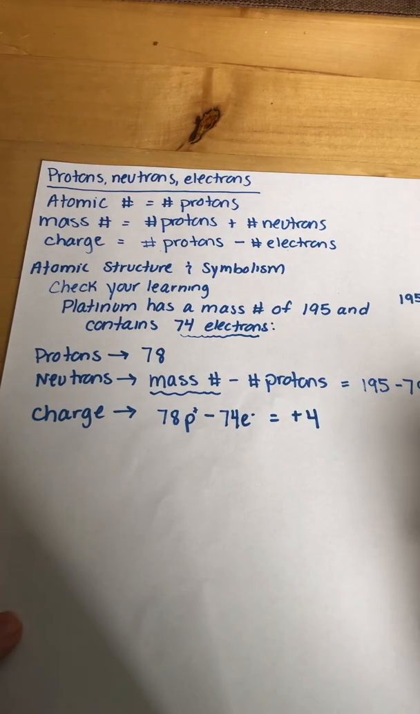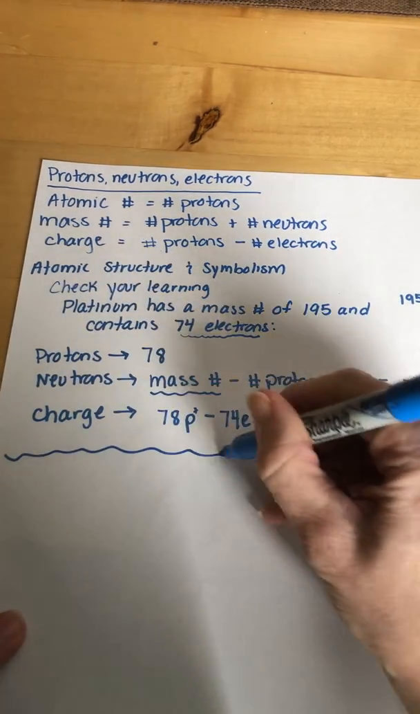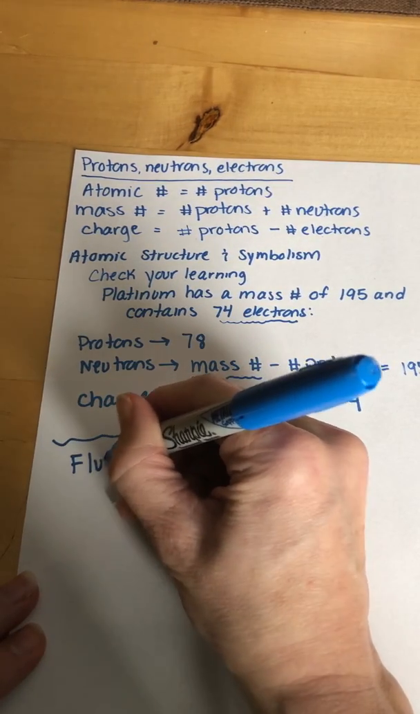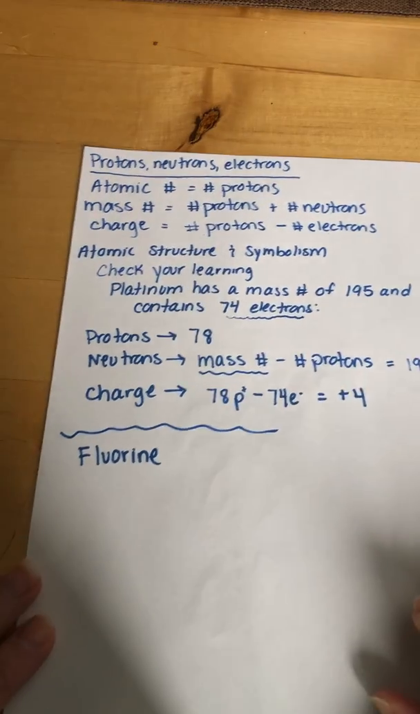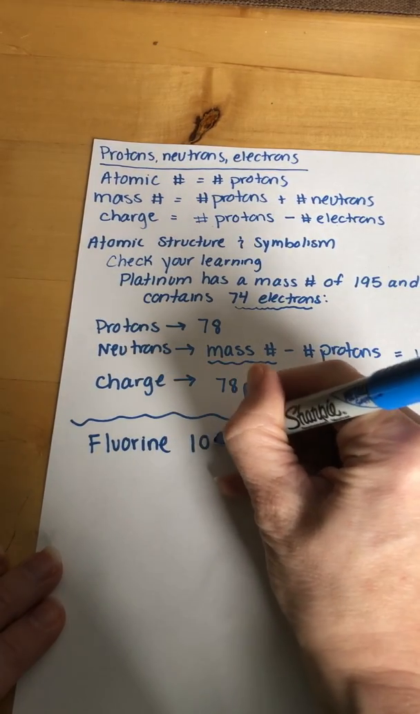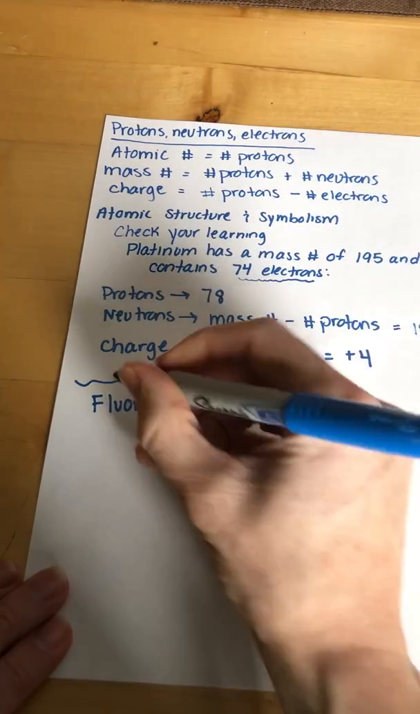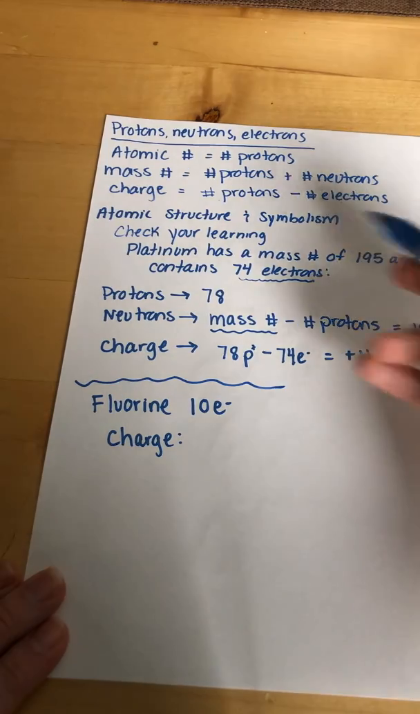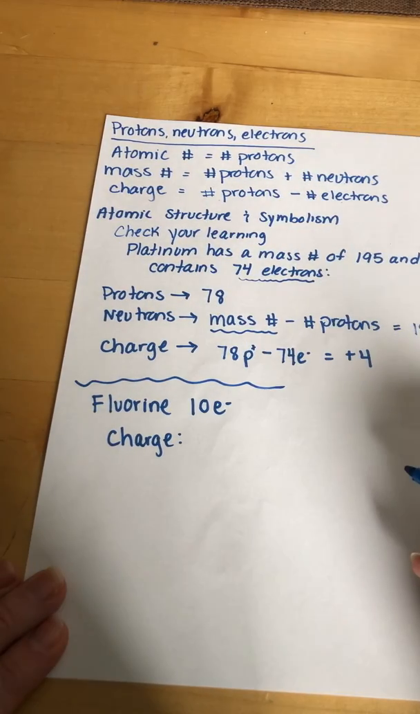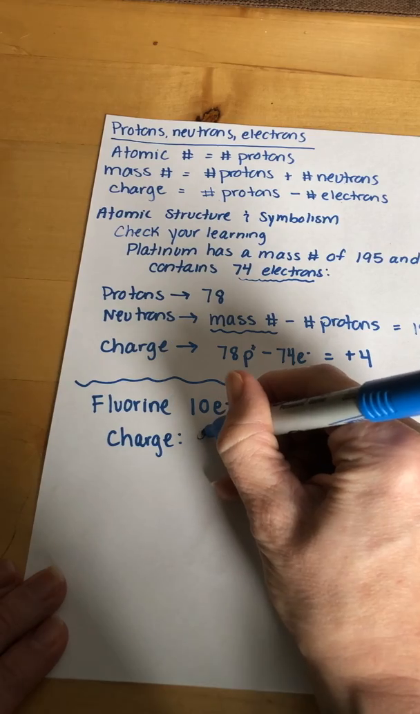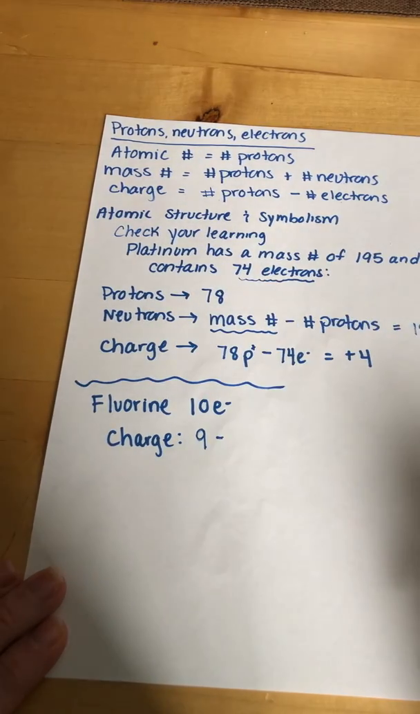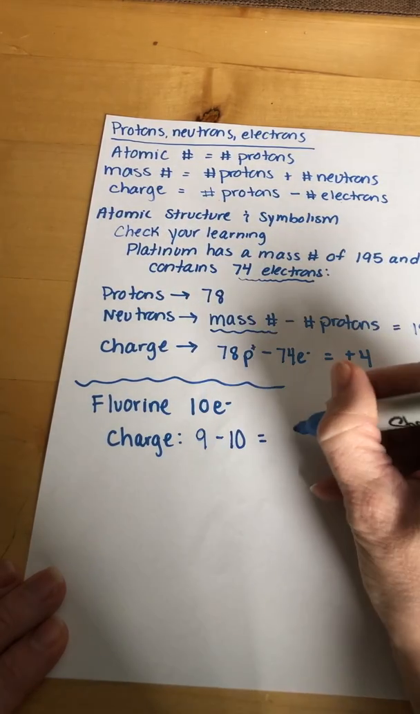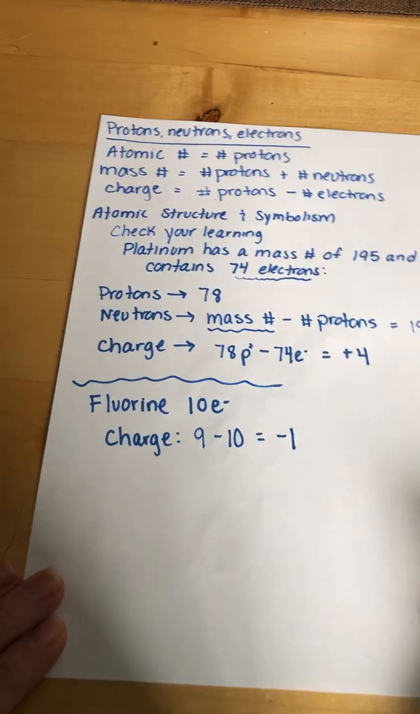If you had, for example, fluorine, and we were told that for fluorine we had 10 electrons, and we wanted to find the charge of that one, I would again take my number of protons minus electrons. My protons I get from the atomic number, which is 9. I would subtract from it the number of electrons, which is 10. So this is an instance where it would be negative for my answer.